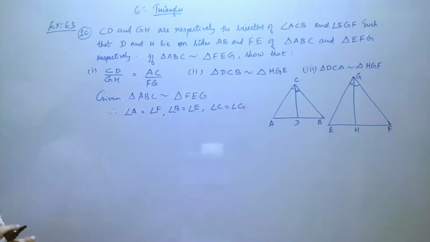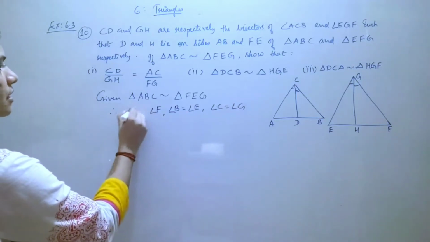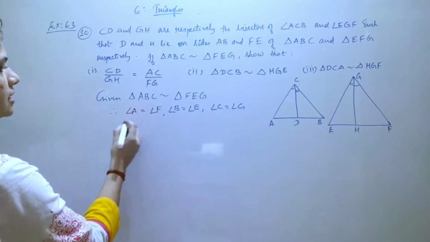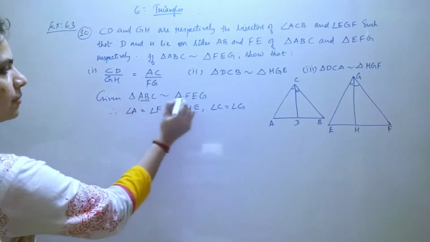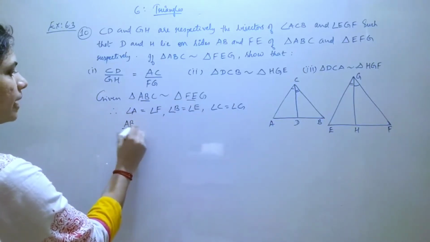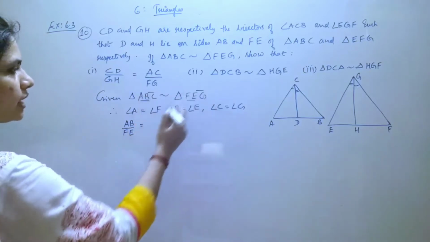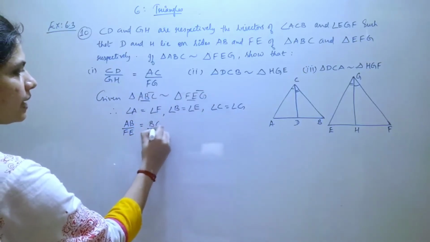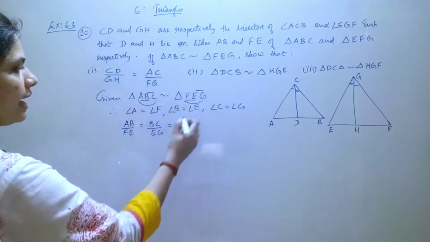And one more thing which we have: the sides are proportional. What are the proportional sides? When you take AB, you have to take FE. So AB by FE is equal to, when you take BC, you take EG, BC by EG, is equal to AC by FG.